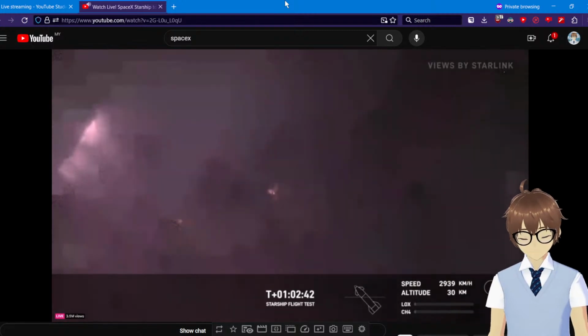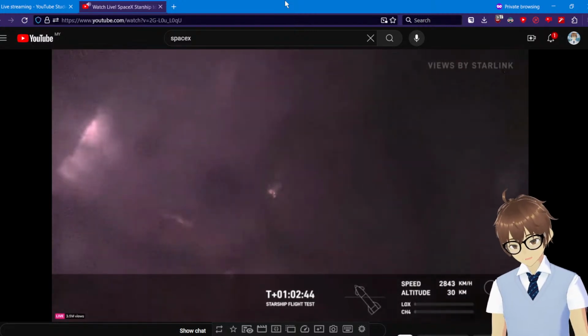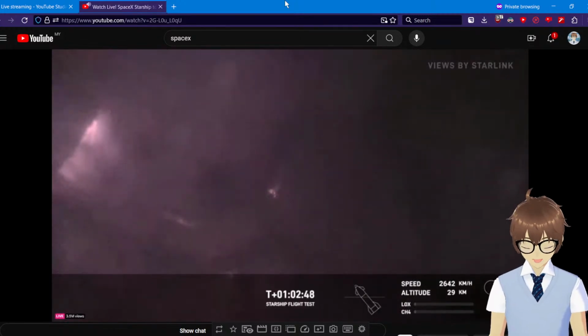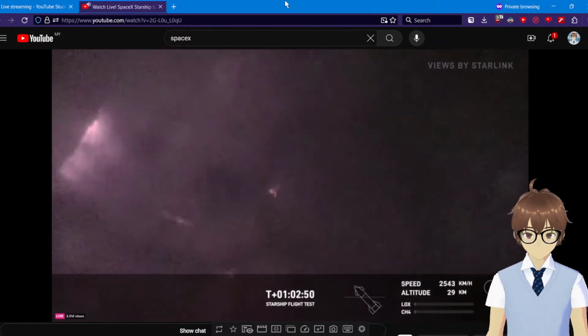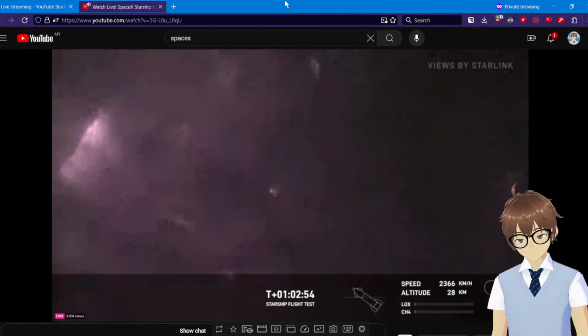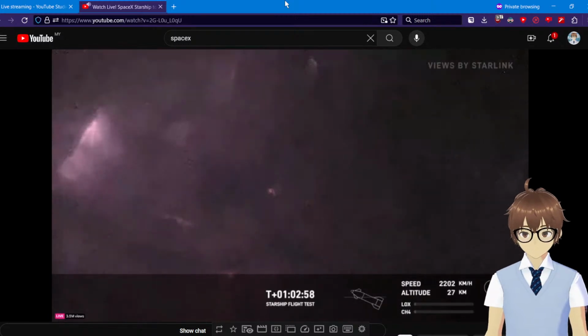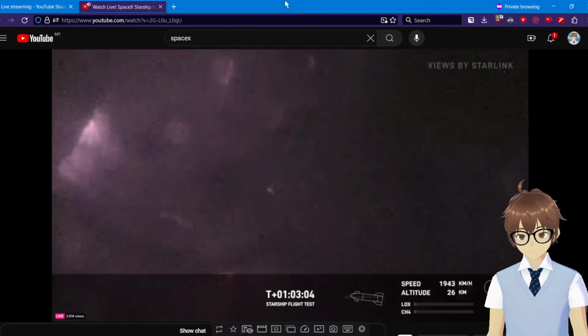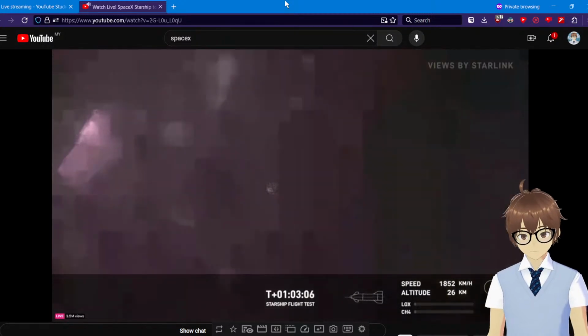Continuing to collect data as we get closer and closer to Earth. Speed is under 3,000 kilometers per hour. Altitude is now 30 kilometers, now 29 kilometers above the Indian Ocean. Starship is at 30 kilometers altitude, Mach 2. Sounds like the vehicle's traveling, as we just heard, Mach 2, which is 2,000 kilometers per hour. Altitude is 26 kilometers.